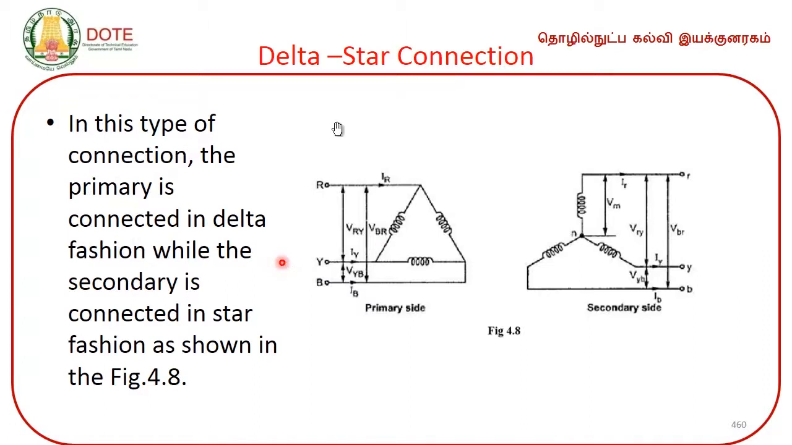Then delta star connection. In this type of connection, the primary is connected in delta fashion while the secondary is connected in star fashion as shown in the figure. So, this is the primary side where it is delta connected, and here is the secondary side connected in star, just opposite to that of the previous one.